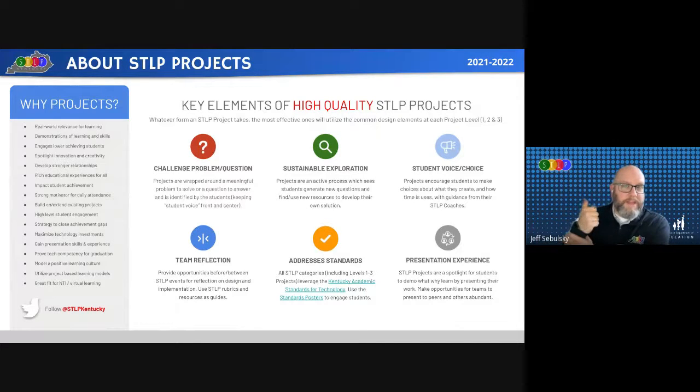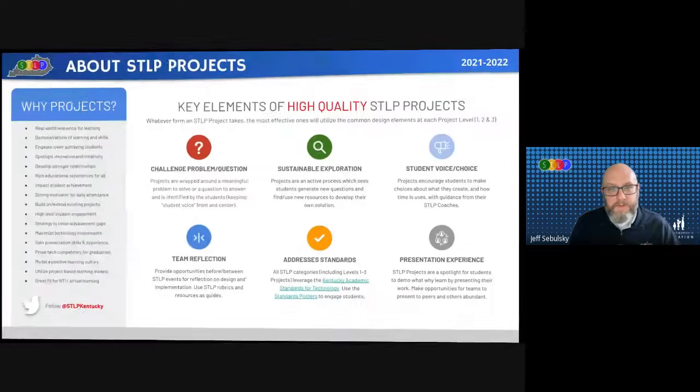There are some academic standards for computer science and academic standards for library media in there. It overlaps in lots of different areas, so we think that the project cycle is worthwhile. Those are the big reasons why.